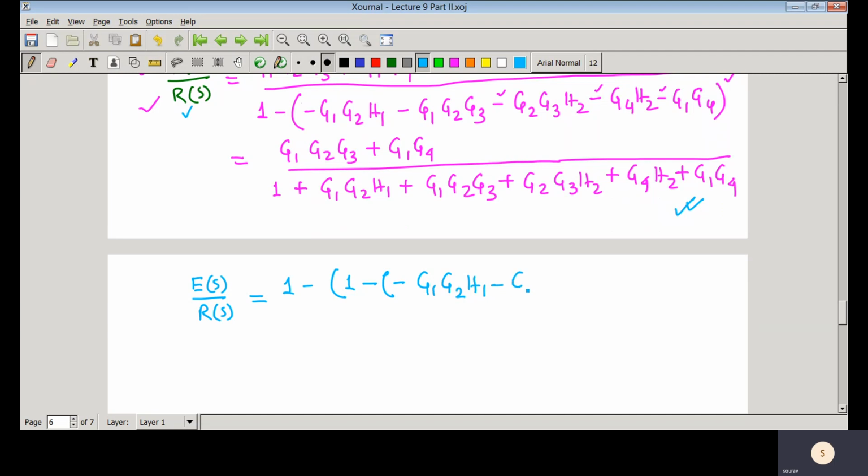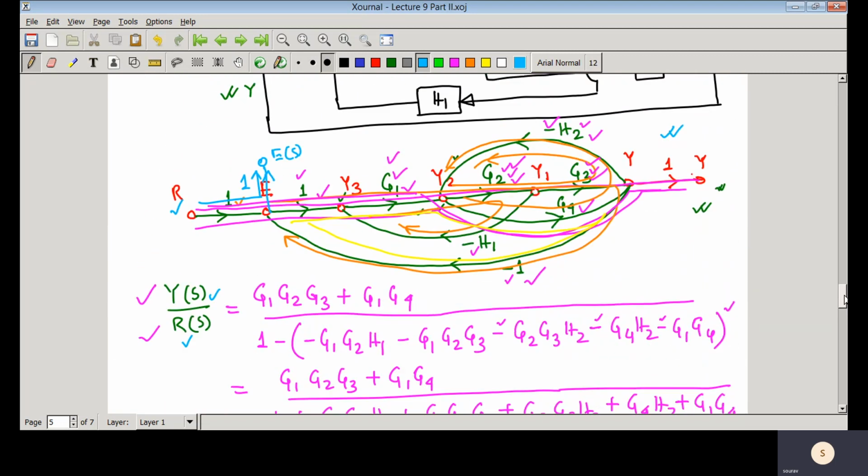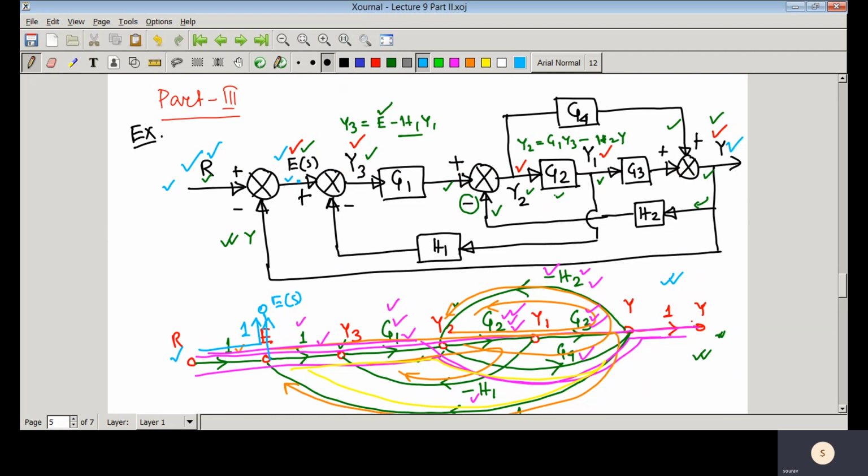I am just writing the transfer function. H2 divided by the delta. So this is the delta. If you write it here, that is G1, G2, H1 plus G2, G3, H2 plus G4, H2 divided by delta. So this is the transfer function from RS to ES. Here you can see in the block diagram, reference command to error signal.